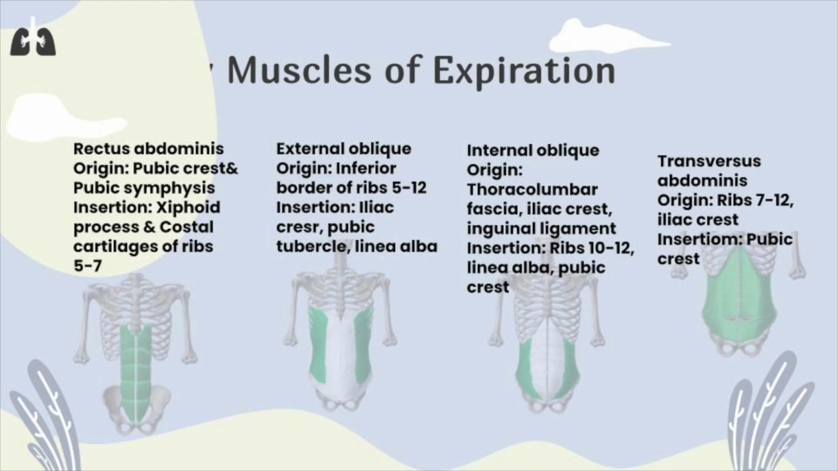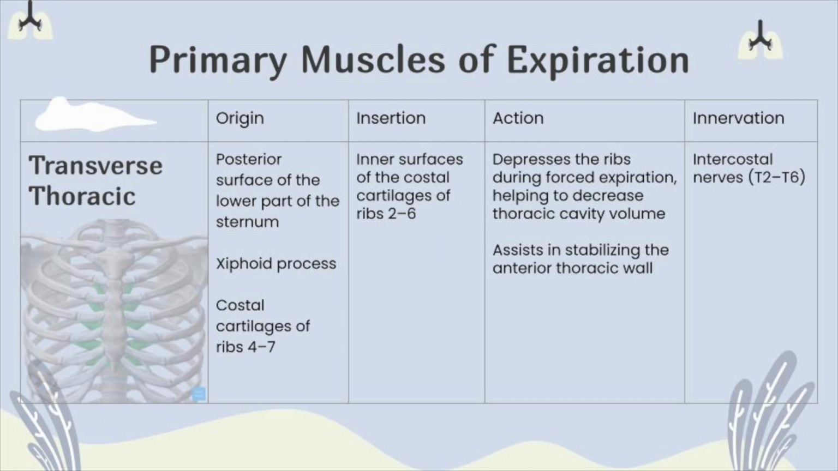Functionally, the abdominal muscles work together to push the diaphragm upward, decrease thoracic volume, regulate subglottal pressure during speech, and support sustained phonation and loudness. This helps pull the anterior ribs downward, which decreases the anterior-posterior diameter of the thorax.